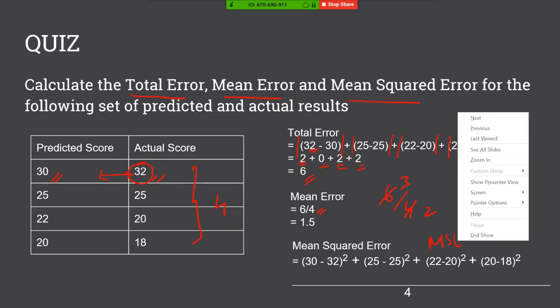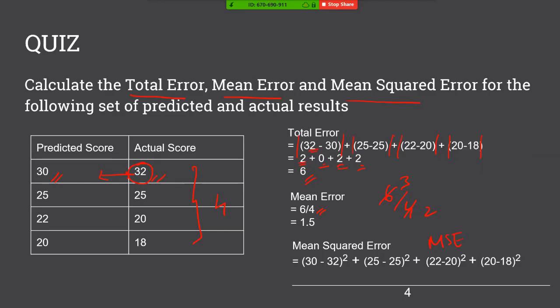Okay, so is this what you guys did? In this case, it won't matter which one you take first, because eventually you are squaring it. So minus 2 squared will also give you 4, and 2 squared will also give you 4, and so on. So 2 squared is 4 plus 0 plus 4 plus 4. This will give you 12, divided by 4. That should give you 3. Is that what you guys got?